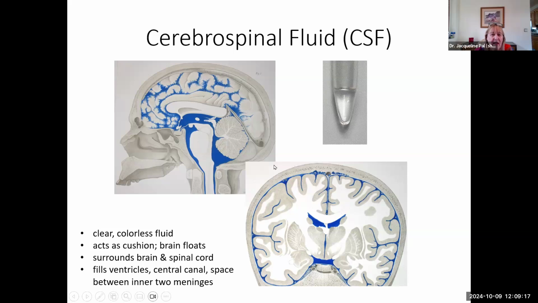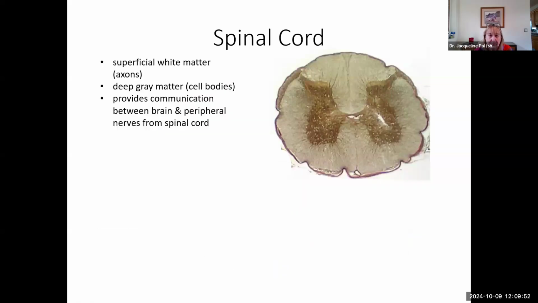And so the dark blue here in both of the pictures is showing everywhere, all the little nooks and crannies, as well as this ventricular system that is filled up with this cerebrospinal fluid, meaning this fluid is not only part of the spinal cord, but is also part of this part of the brain known as the cerebrum, filling those ventricles, the central canal, and that space between the two inner layers of the meninges.